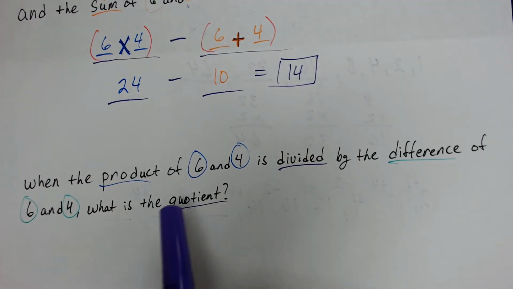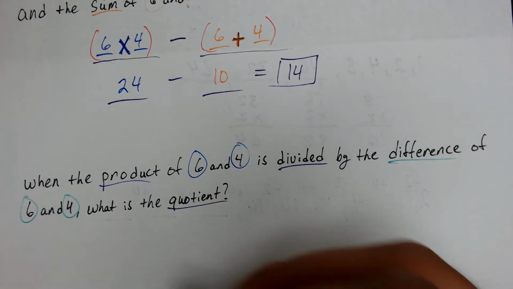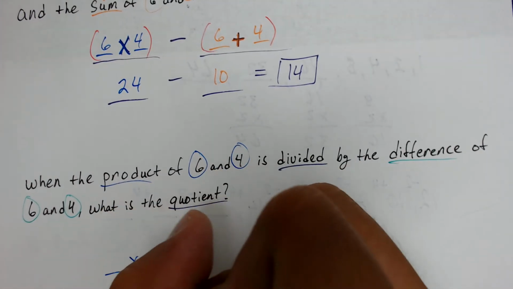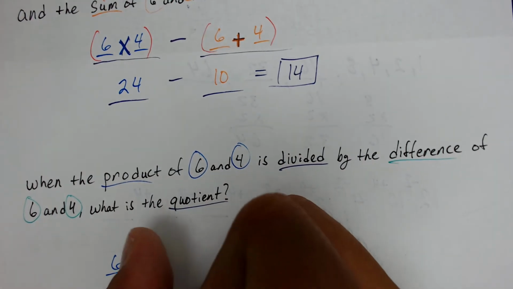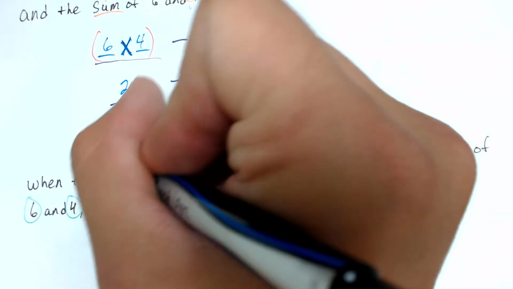So let's start off with the product of 6 and 4. So product means I'm going to multiply. My two blanks are going to be 6 and 4. 6 times 4 gives me 24. So I now know the product is 24.